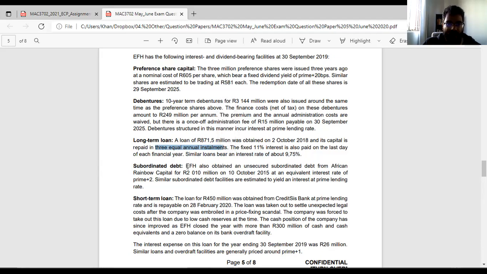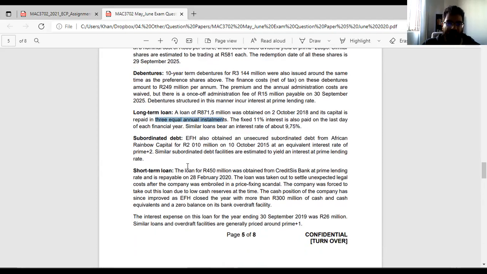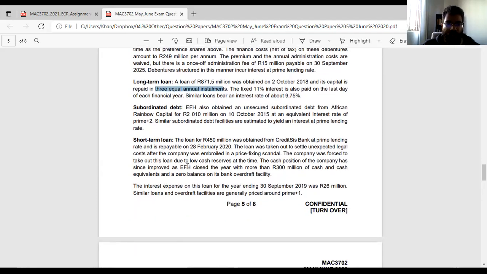Then we have subordinated debt. EFH also obtained an unsecured subordinated debt from African Rainbow Capital for 2 million on 10 October 2015 at an equivalent interest rate of prime plus 2. Similar subordinated debts are estimated to yield an interest rate of the prime lending rate. Okay, then we have the short-term loan.